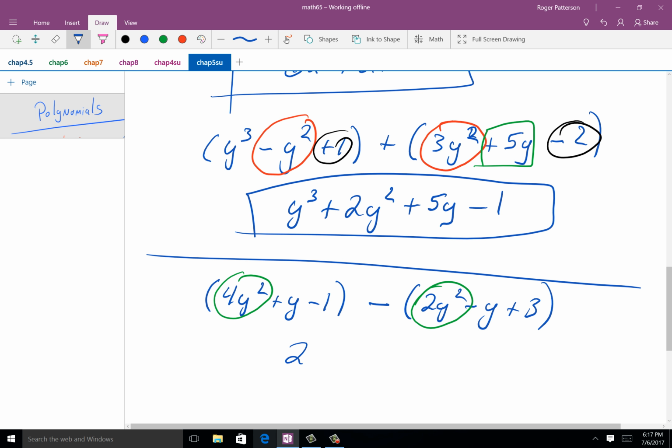So that gives me 2y squareds. Now I have a plus y minus a negative y. So what happens when we have minus a negative? What happens there? Becomes a positive, right? So then I have a plus y plus a y. Now I have 2 y's.